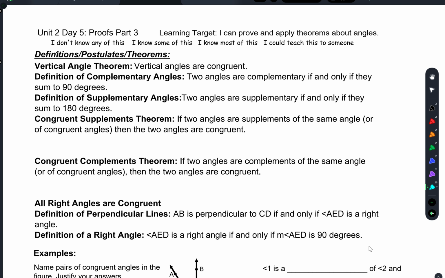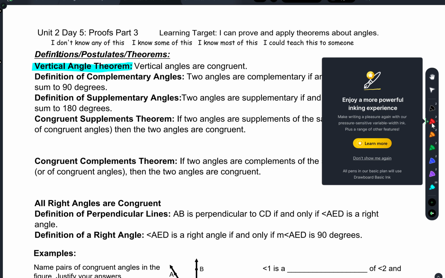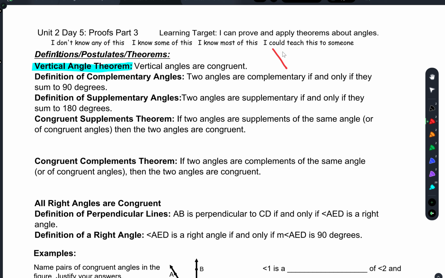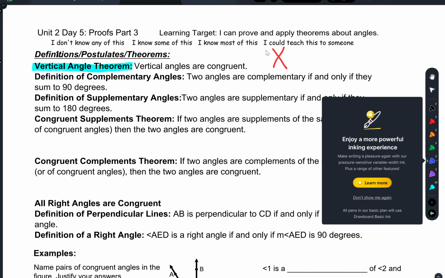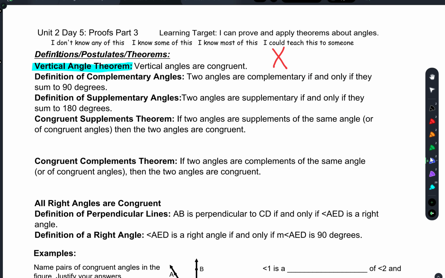The first one here is the vertical angle theorem. The vertical angle theorem is a super common theorem that we're going to see all the time. It says that vertical angles are congruent. If we remember what a vertical angle looks like in a diagram, it makes an X shape, and the angles that are across from each other in that X shape are congruent. So we have two pairs of them.